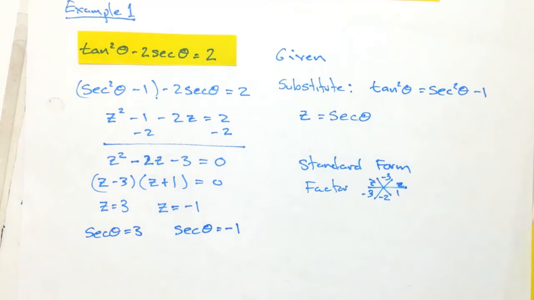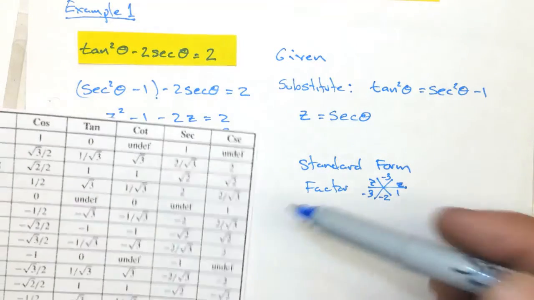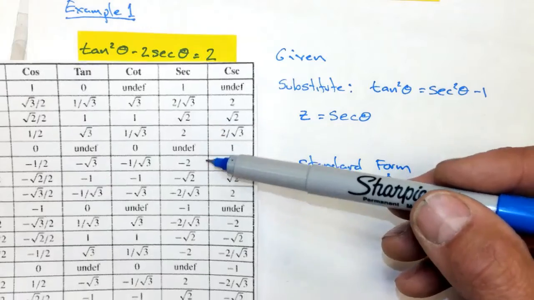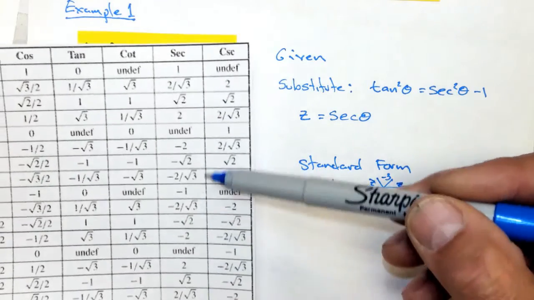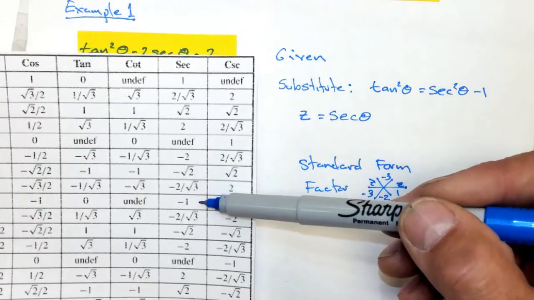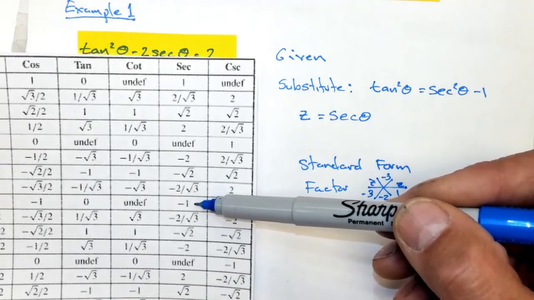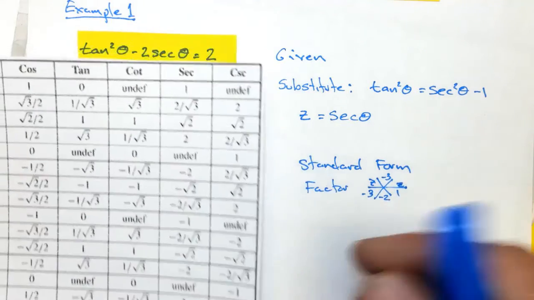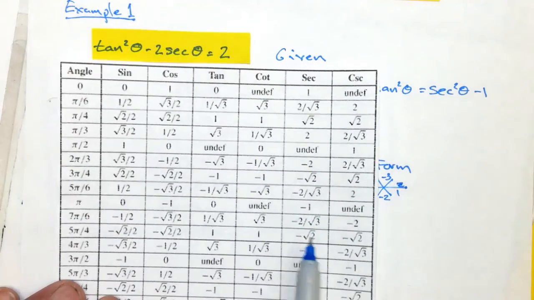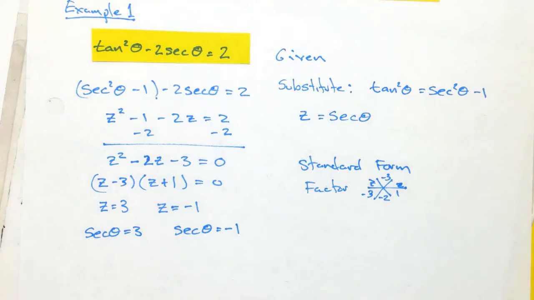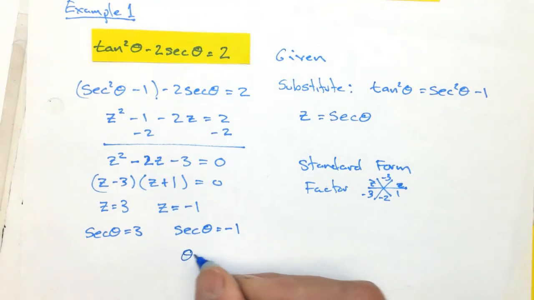All right, now I'm going to look on my table and see if I can find that. On the table, I have the secant, and I want it to be 3 or negative 1. I don't see any 3's, but I do see a negative 1 here, and that's it. So let's go ahead and see. That would be at pi. So that means that theta equals pi.